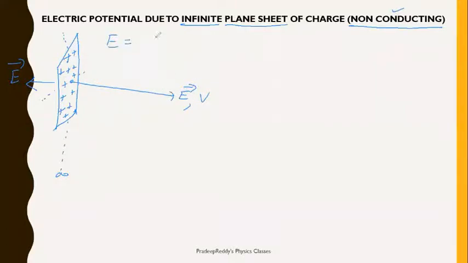E will be equal to sigma divided by 2 epsilon naught. This is the electric field due to a non-conducting sheet. E is equal to sigma by 2 epsilon naught. Now in order to find out electric potential, we have the basic relation: V is equal to integration E dot dr.